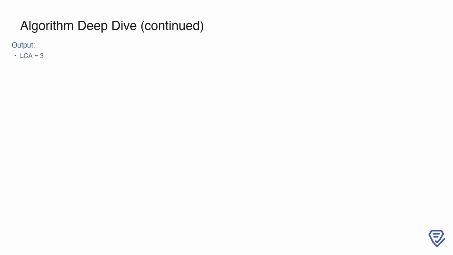This result aligns with our expectations, as node 3 is the lowest node in the tree that is an ancestor of both 5 and 1. This example demonstrates the efficiency and simplicity of the algorithm, which leverages parent pointers to solve the problem in O(h) time with minimal space usage.